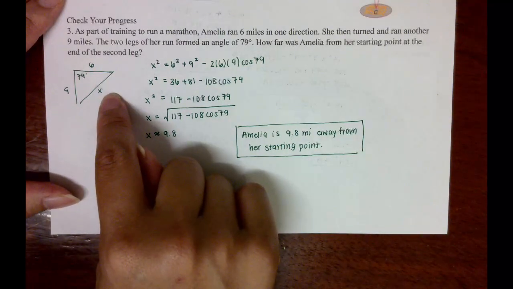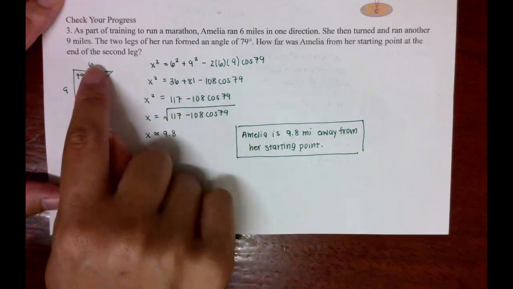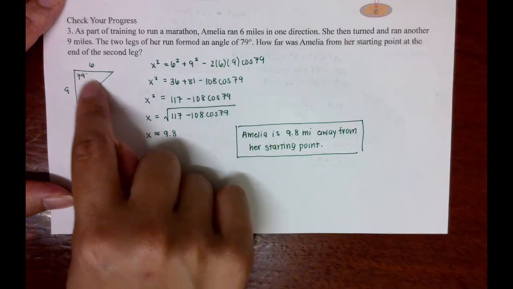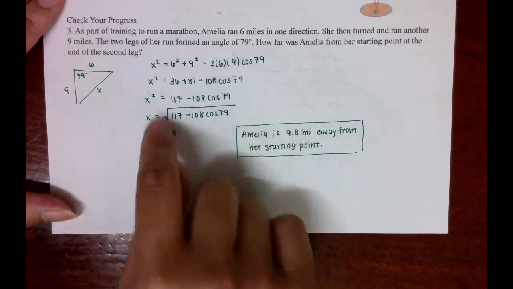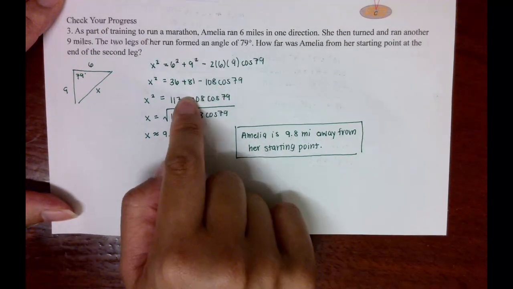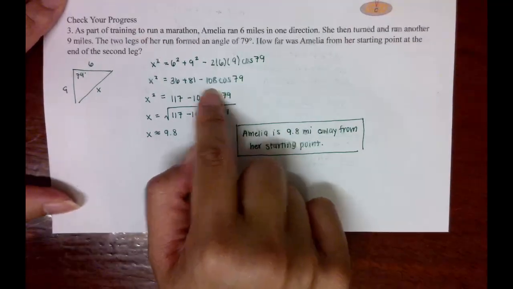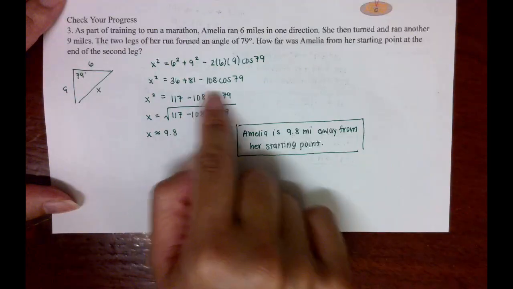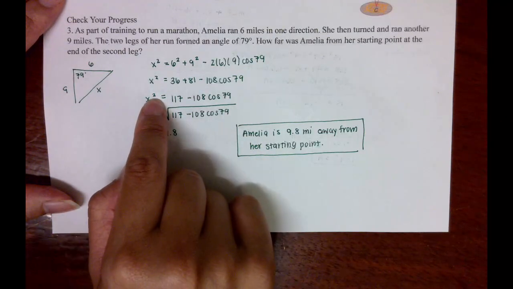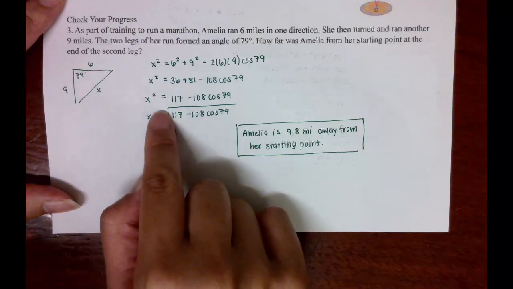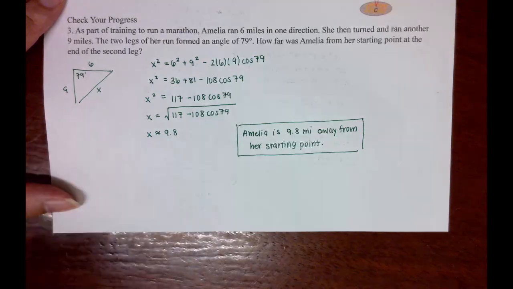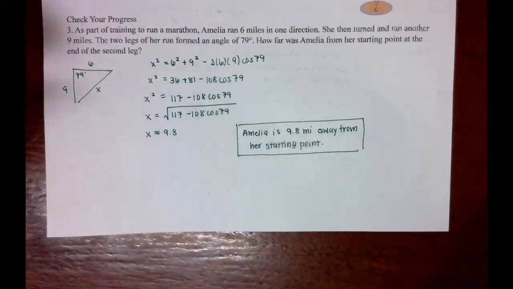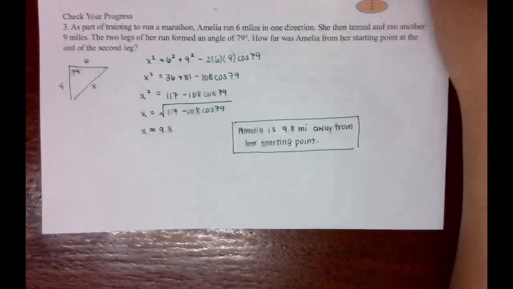So that's why I put it as x squared equals 6 squared plus 9 squared minus 2 times 6 times 9 again, times cosine of the angle across from my unknown, which is 79. Then I just simplified. 6 squared is 36, 9 squared is 81, 2 times 6 times 9 is 108. 36 plus 81 is 117, and again, you cannot subtract these because this is connected by multiplication. Then I got rid of the square attached to the x by square rooting both sides. So x equals square root of 117 minus 108 times cosine 79. Type that all into my calculator, I get approximately 9.8. And so that is why Amelia is 9.8 miles away from her starting point.